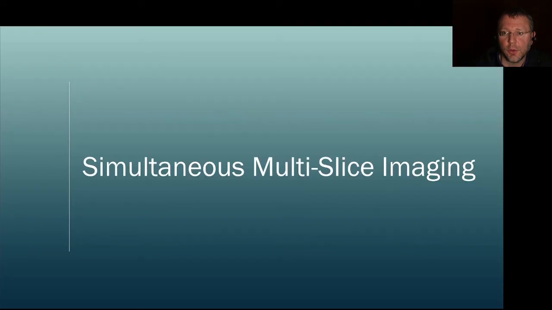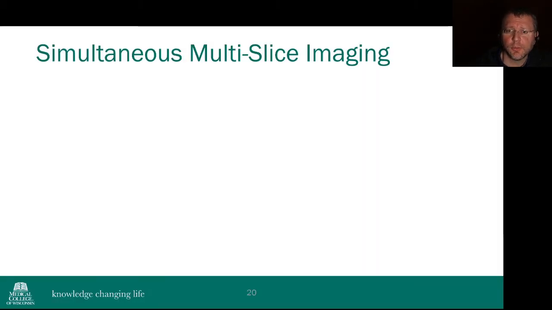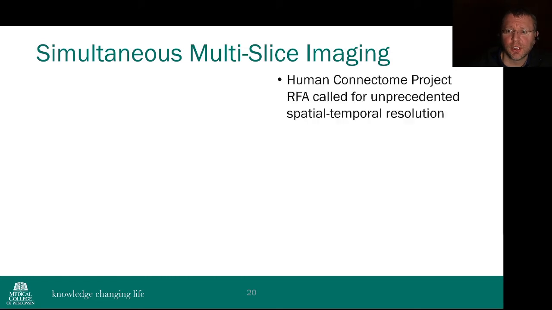So to this point, we've been talking about acceleration by skipping lines in k-space, getting that smaller field of view to get a faster acquisition. That's been pretty much driving the technology around the turn of the century, and there have been tweaks on that over the years. But there was actually a quantum step forward with simultaneous multi-slice imaging. And that really came forward with the Human Connectome Project.